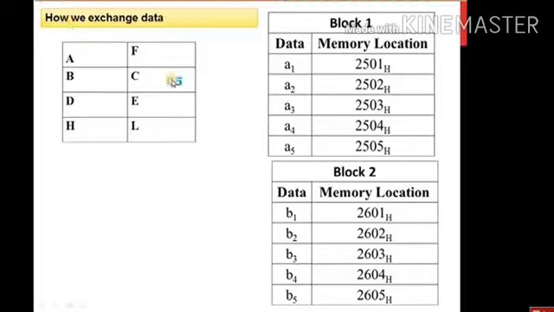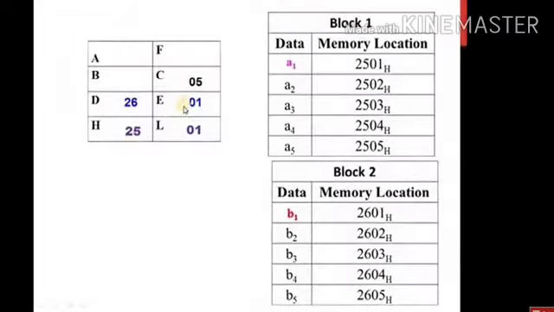We have these registers: A, B, C, D, E, H, L. Now C we will take as a counter. Counter means the number of memory locations there are. Now we will initialize the HL pair with the location 2501, and the DE pair will be initialized with 2601.